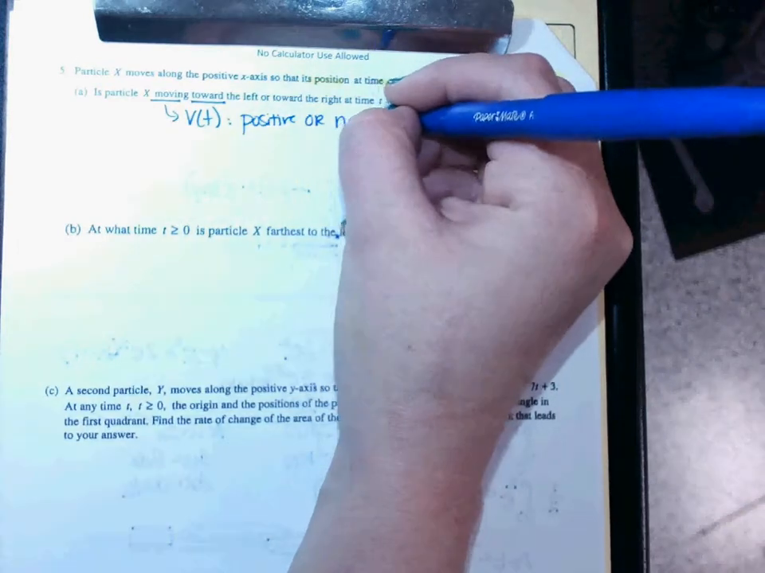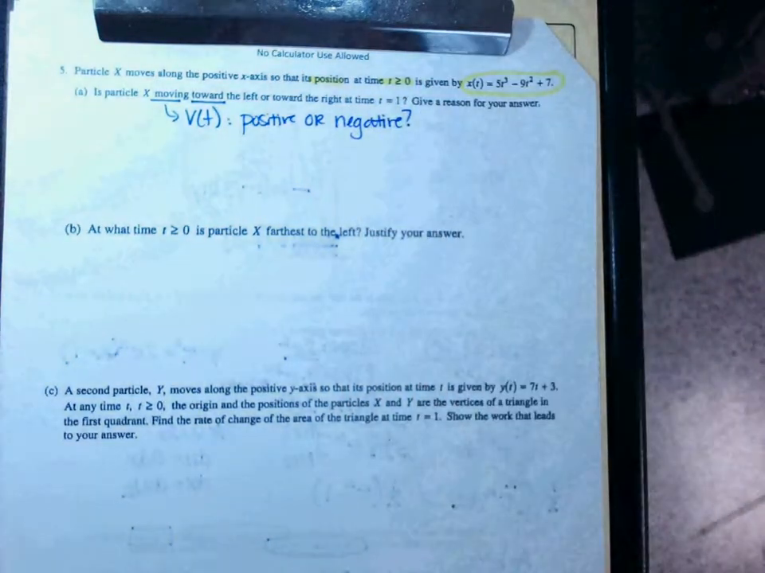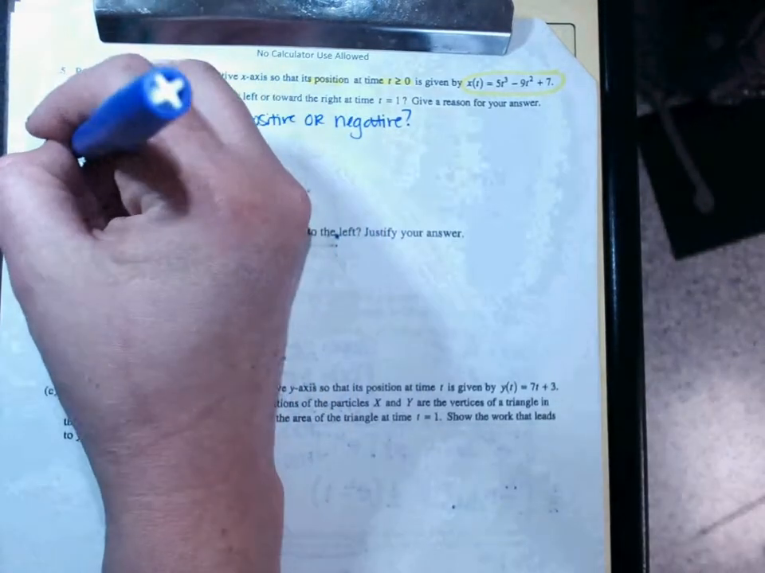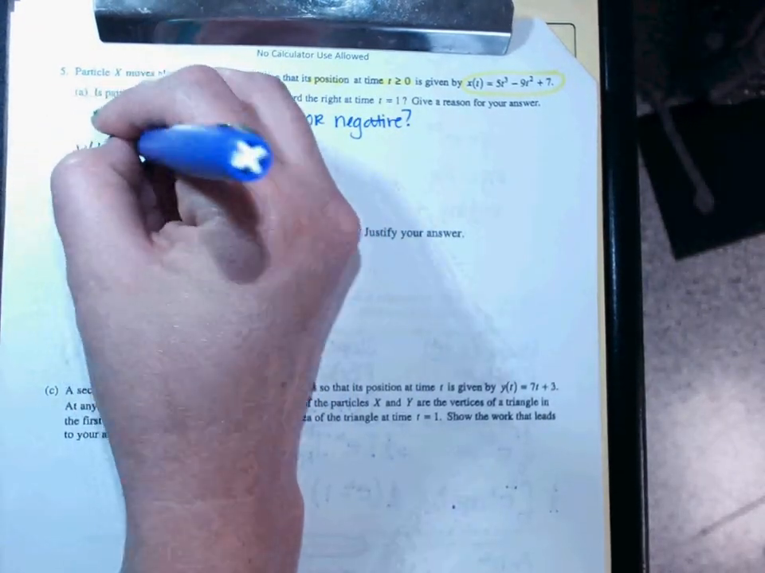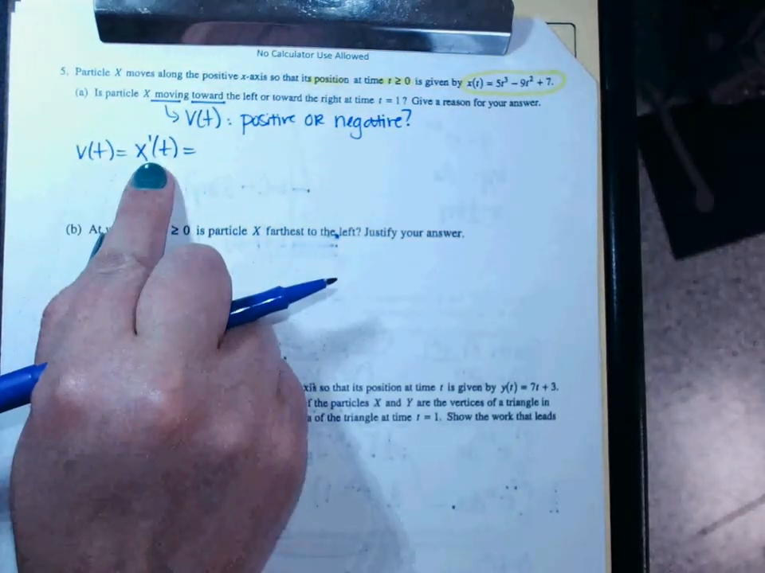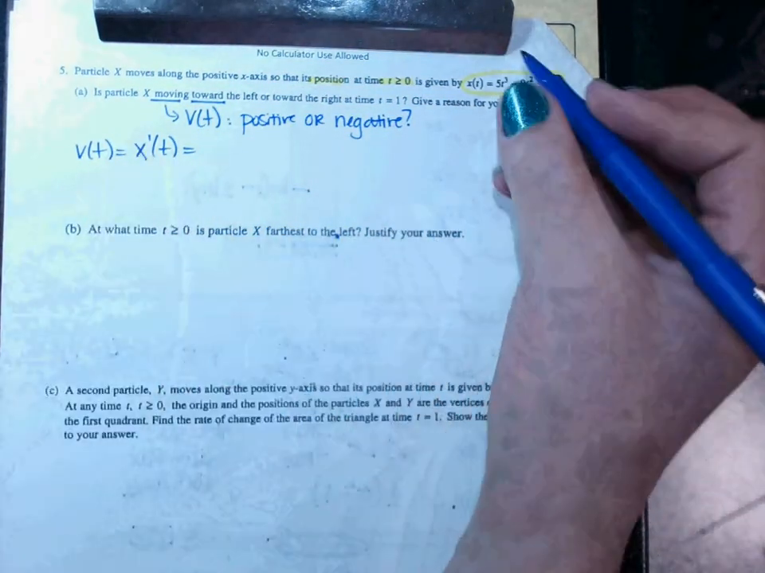Yeah? Okay, now most of the time they do now ask, is it moving towards or away from the origin? But this question's even easier than that. It's just saying, is it going left or is it going right? So find velocity. So v of t equals x prime. Okay, and remember it's good to list that out. So velocity is x prime, then we're going to take it. What is the derivative of that?